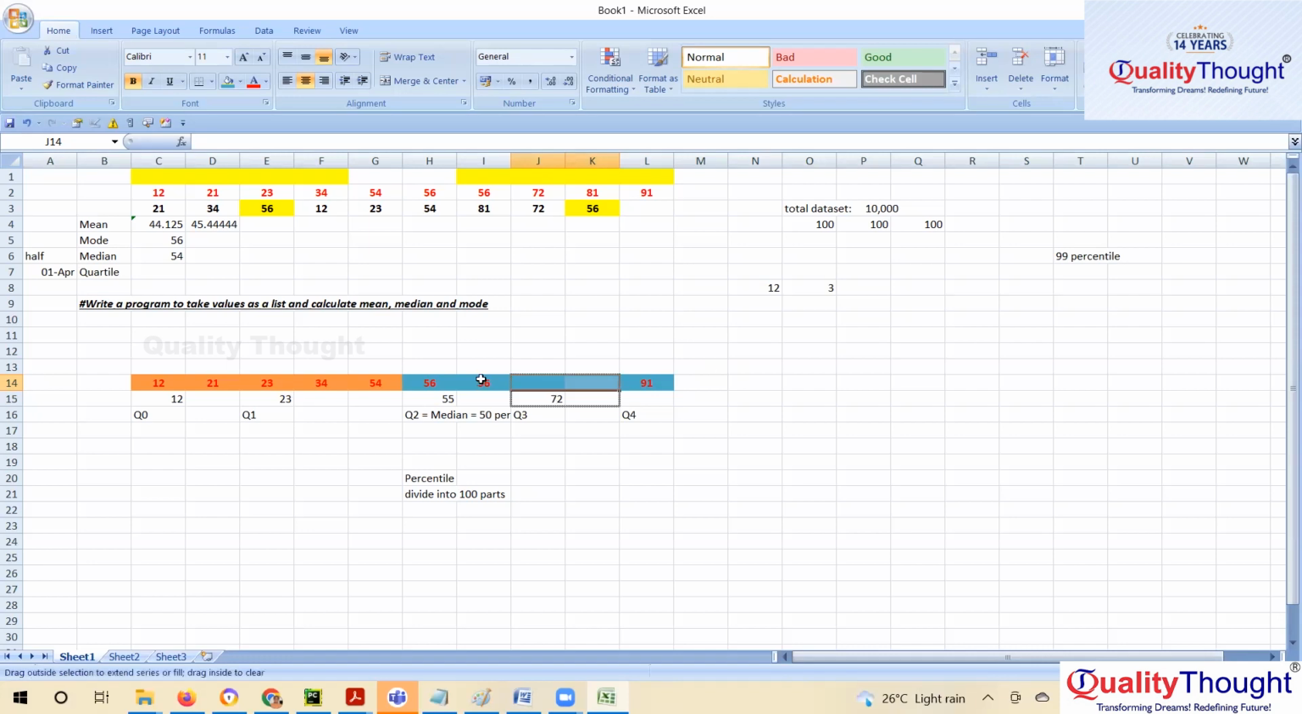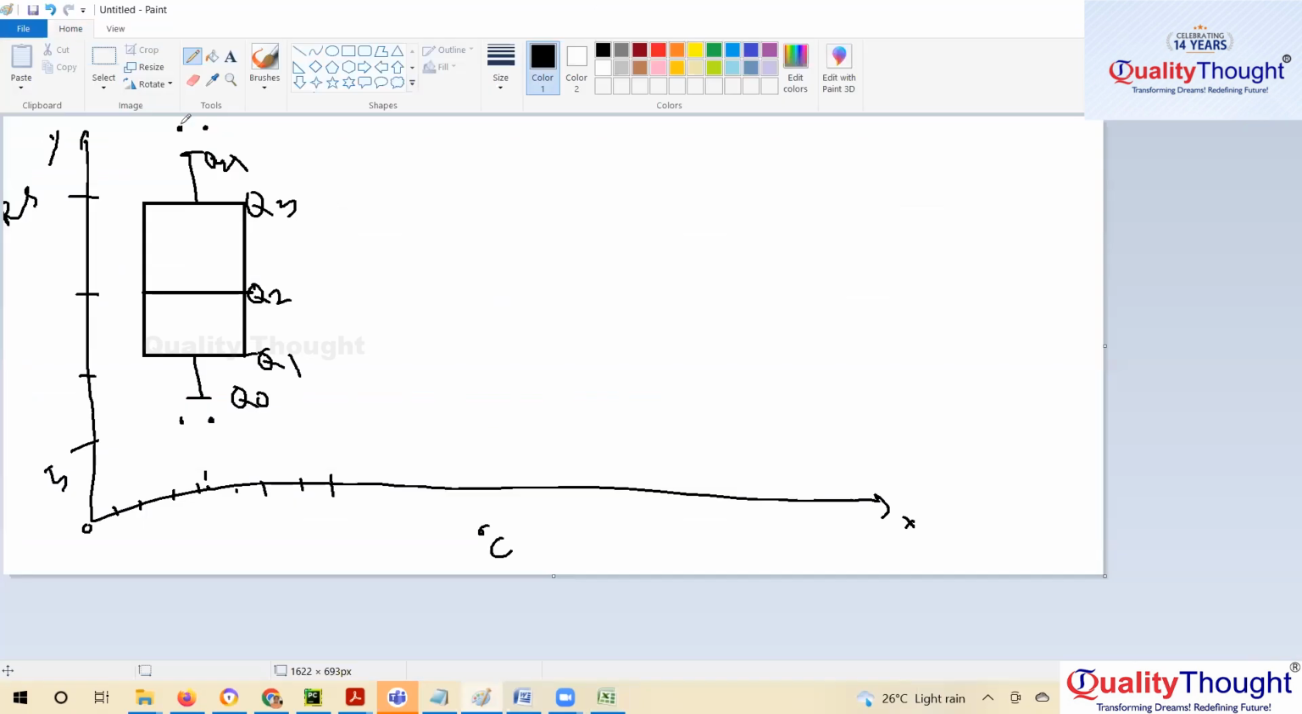We will use only these values for analysis and exclude 91. But if you have 71, 81, in this case it doesn't look like an outlier, because the numbers are kind of evenly spread up to 91. If the gap is too much, then you call it an outlier. So this is an outlier on the higher side.